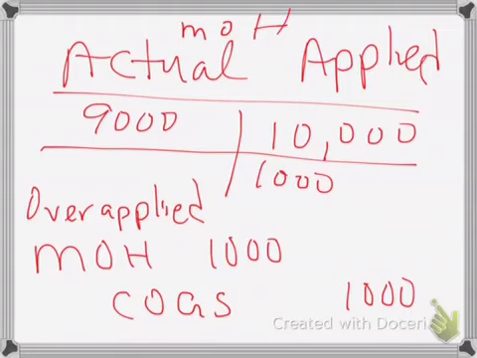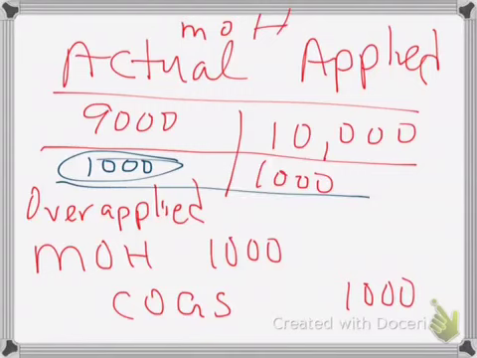Now, if it were the opposite and I was overapplied, which means I applied more than what I'd actually spent, I would have to do a reversal of that entry because I need an amount to be on that side so that I am now at a zero balance. So I would have to debit manufacturing overhead, and I would have to credit cost of goods sold.